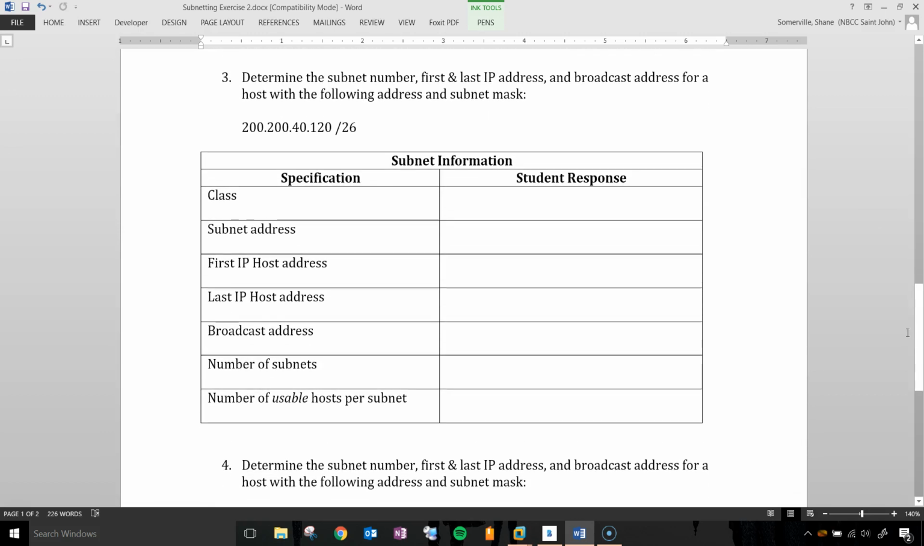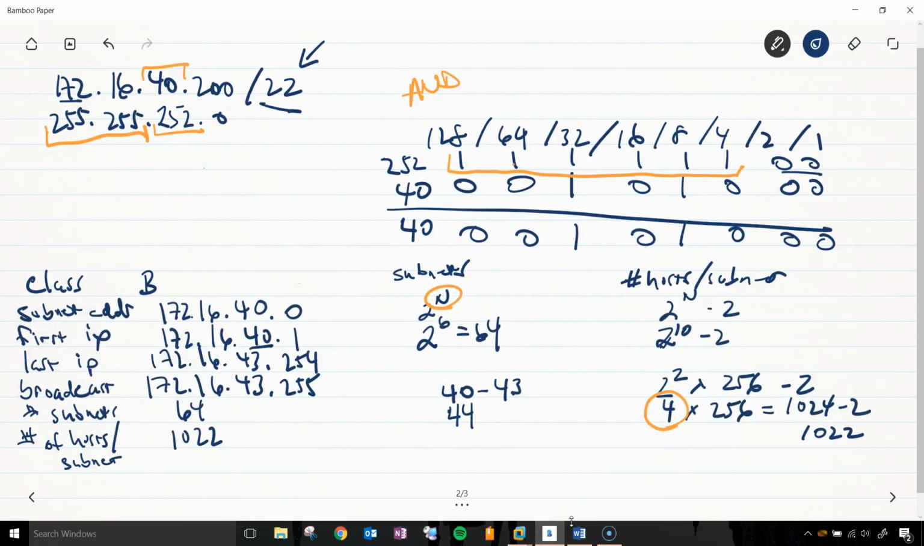Alright, so next question. Same idea, working with this address. It's once again a Class C address, which is a little easier to subnet. So let's work this out. 200.200.40.120/26.